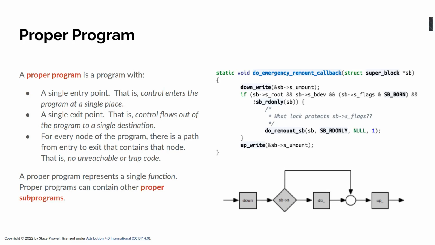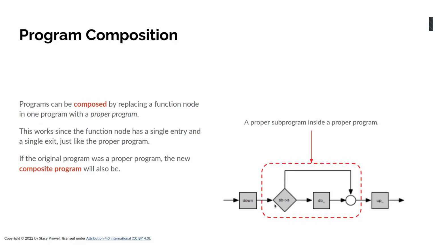A proper program is basically a single function. And they can contain other proper programs, and this one does. So for example, this little guy contains this little if-then-else, or if-then, right here. So we can identify that and say, oh, look, there's a proper program. Single entry right here, single exit right here, and a path through everything. And I can draw this little box around it and say it's a proper subprogram because I cut a single exit and I cut a single entry.